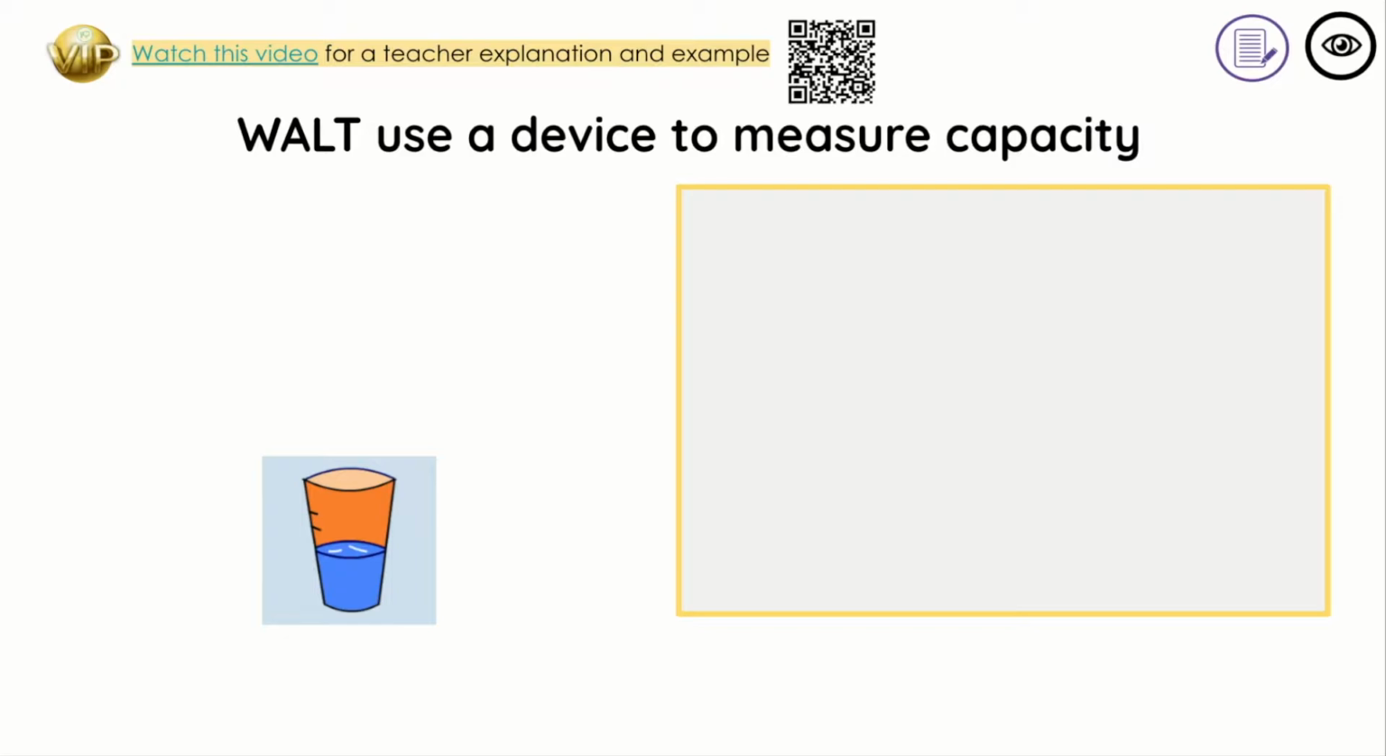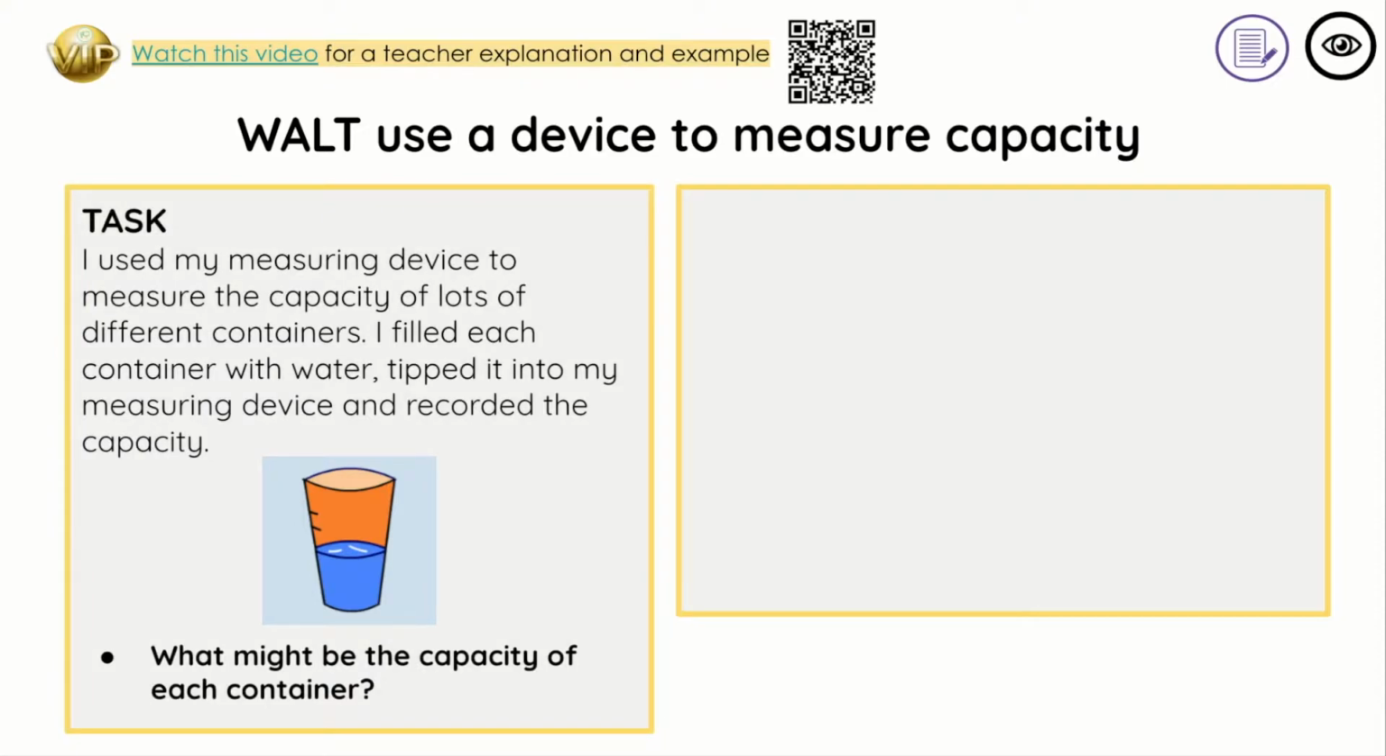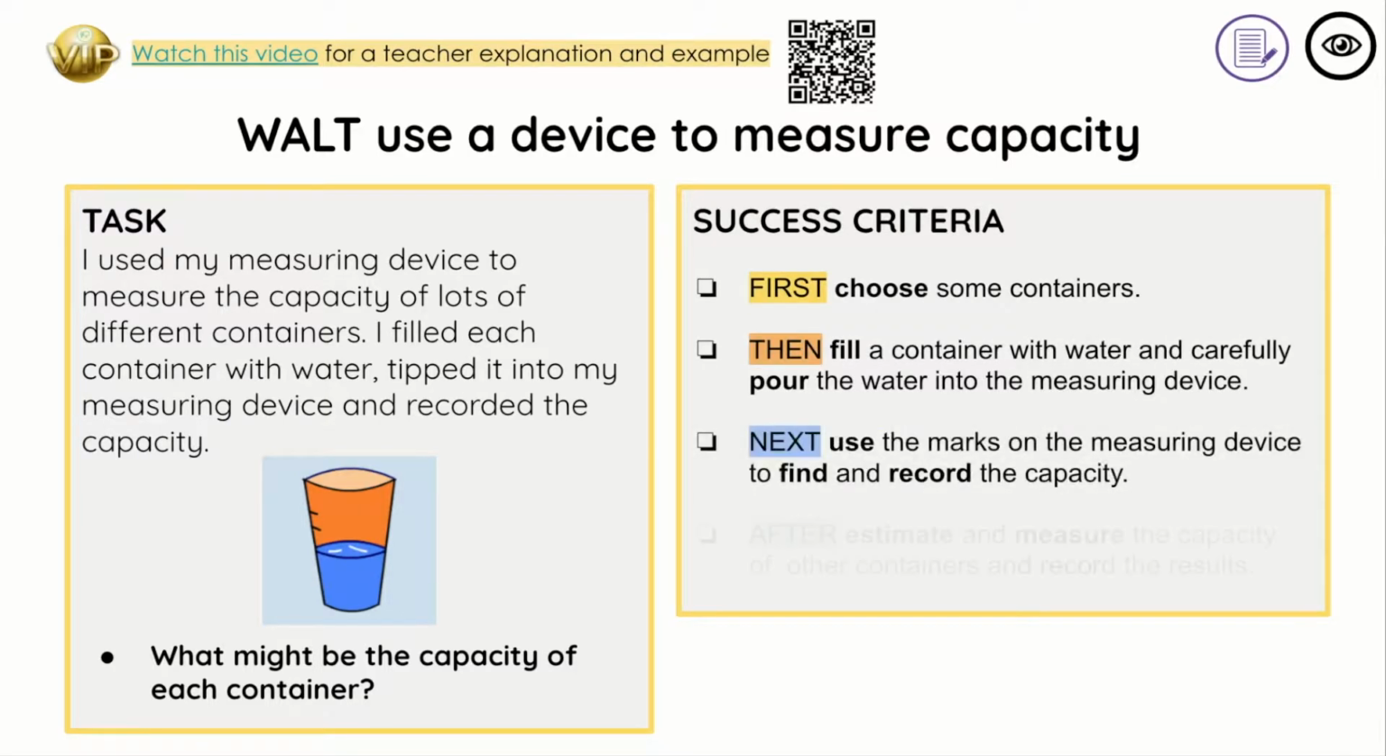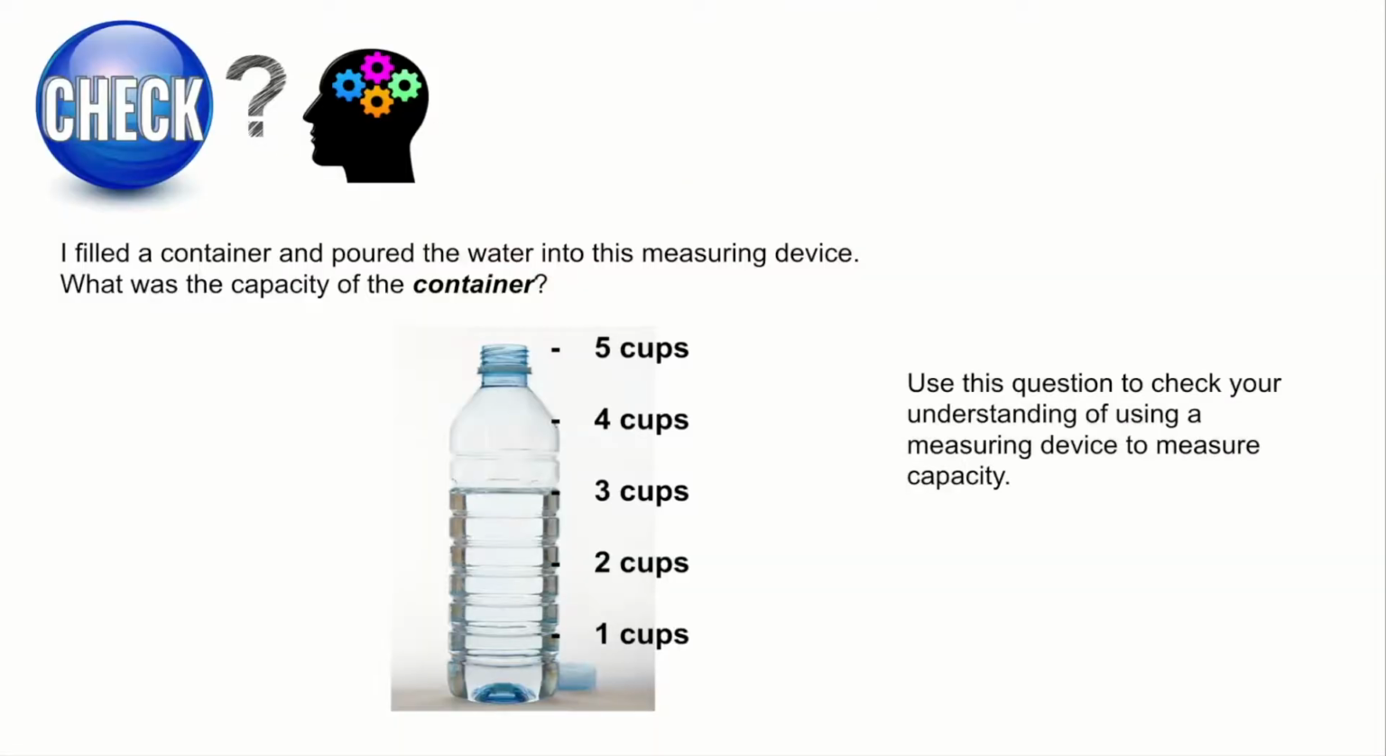So the second task is that we are learning to use this measuring device to measure capacity. The task is: I used my measuring device to measure the capacity of lots of different containers. I filled each container with water, tipped it into my measuring device, and recorded the capacity. What might be the capacity of each container? I'm going to go through each of these success criteria in the video. But once you finish watching the next part, I'd like you to come back to this check understanding question later.